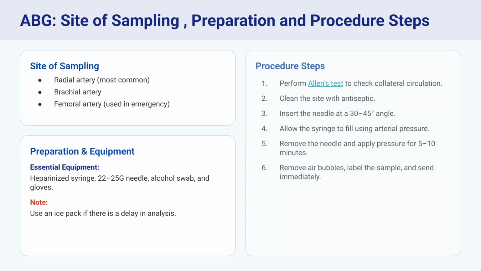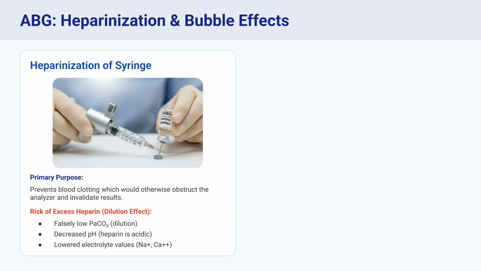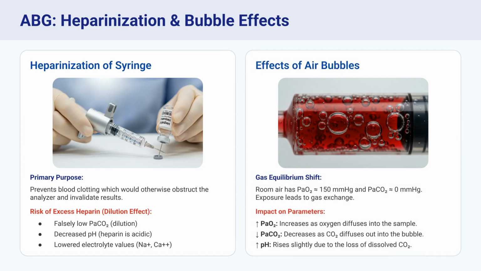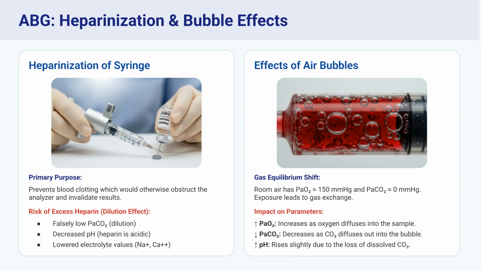The procedure starts with the Allen's test, followed by needle insertion at a 30 to 45 degree angle. Pressure must be applied for 5 to 10 minutes post-sampling. Proper heparinization prevents clotting. Excess heparin, however, can dilute the sample, falsely lowering PaCO₂ and pH. Air bubbles in the sample lead to gas exchange with room air, causing falsely high PaO₂ and pH values.